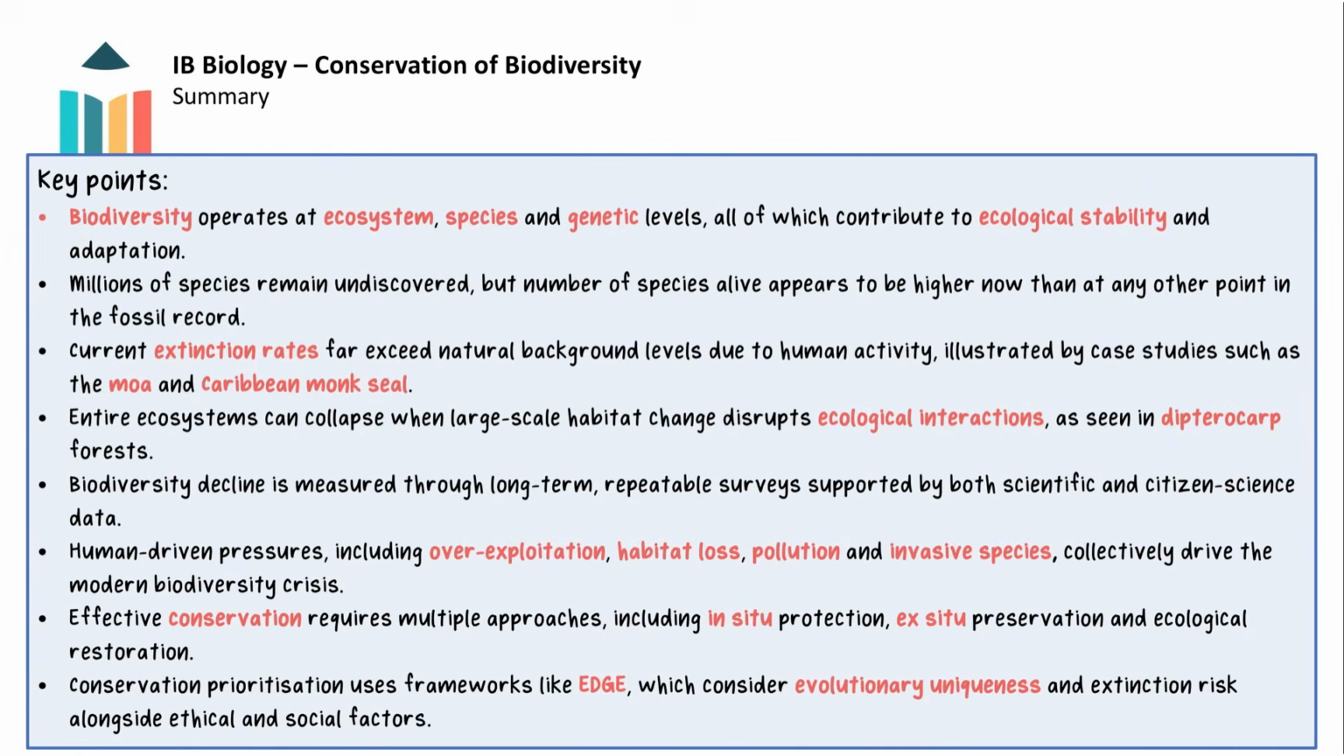In summary, then, biodiversity operates at genetic, species and ecosystem levels, and maintaining it is essential for the stability of Earth systems. Although modern biodiversity is higher than ever before, it is declining rapidly due to human activity. By understanding the evidence, recognising the causes, and applying a range of conservation strategies, we can work towards protecting the living systems that support life.